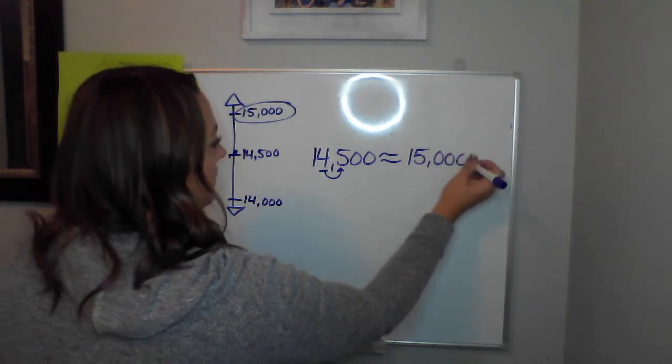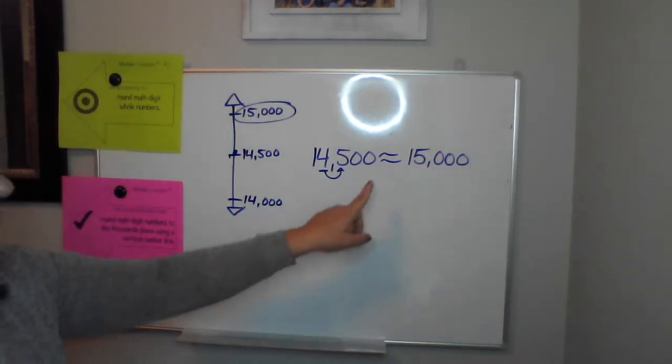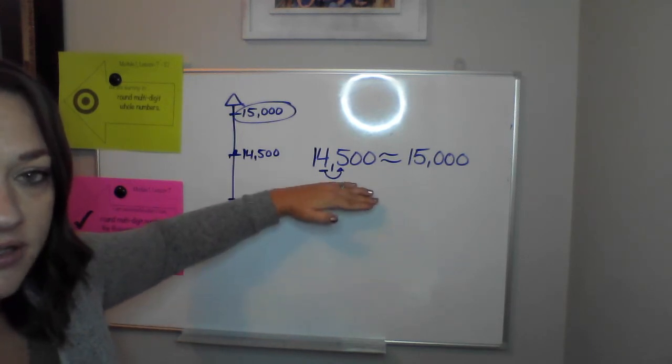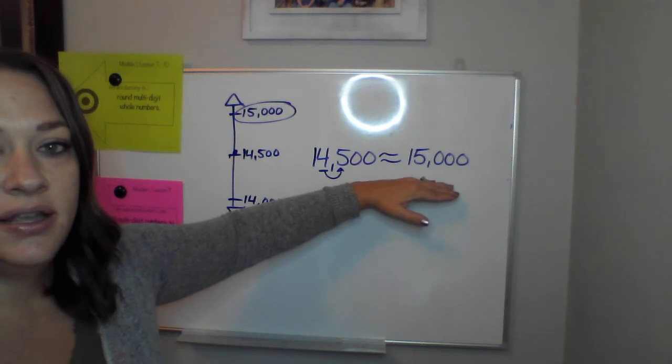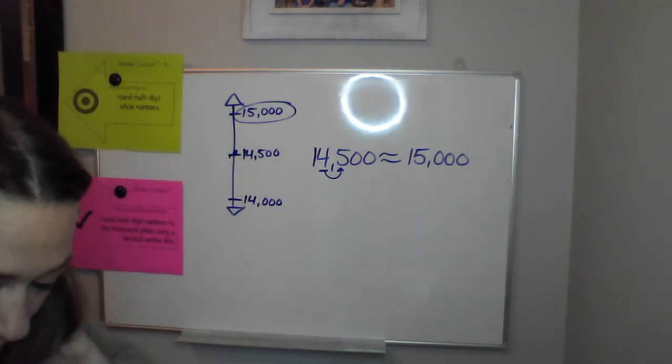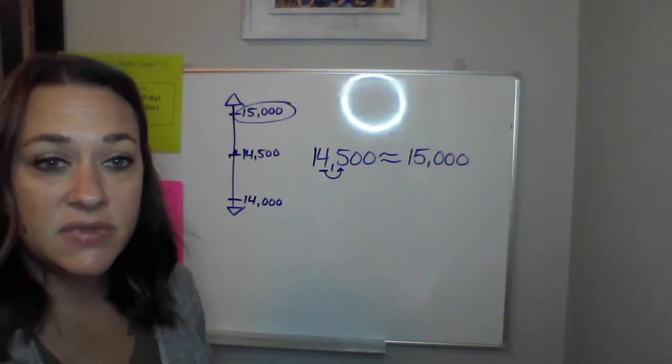When we're working with rounding, this isn't an equal sign. This is our rounding sign. So if we rounded it to the nearest 1,000, it's 15,000. Okay, let's do one more.